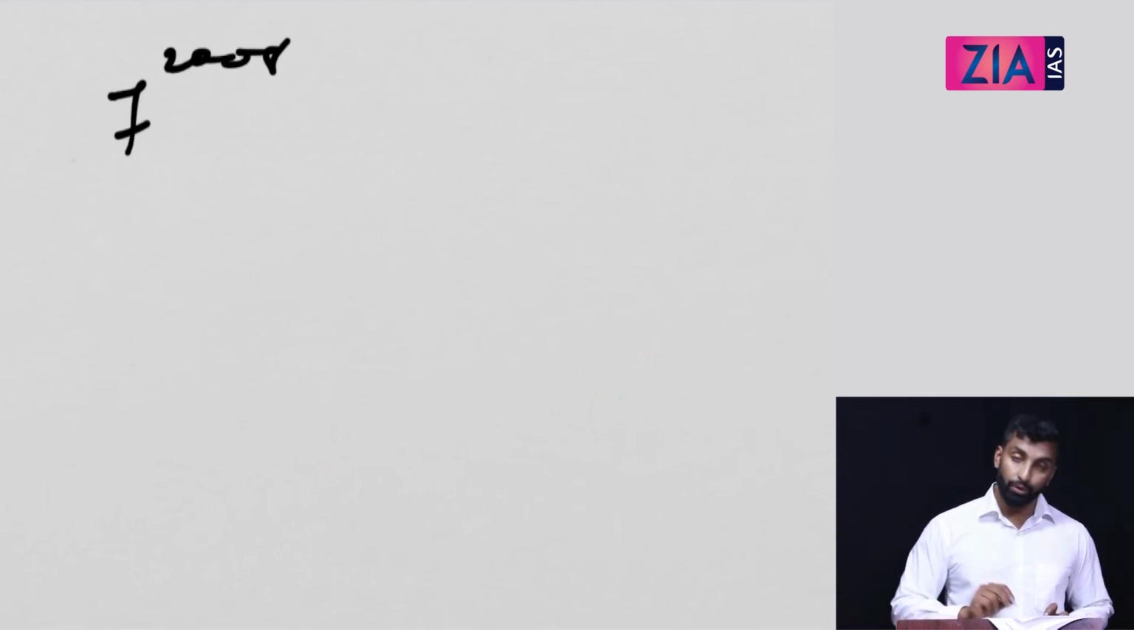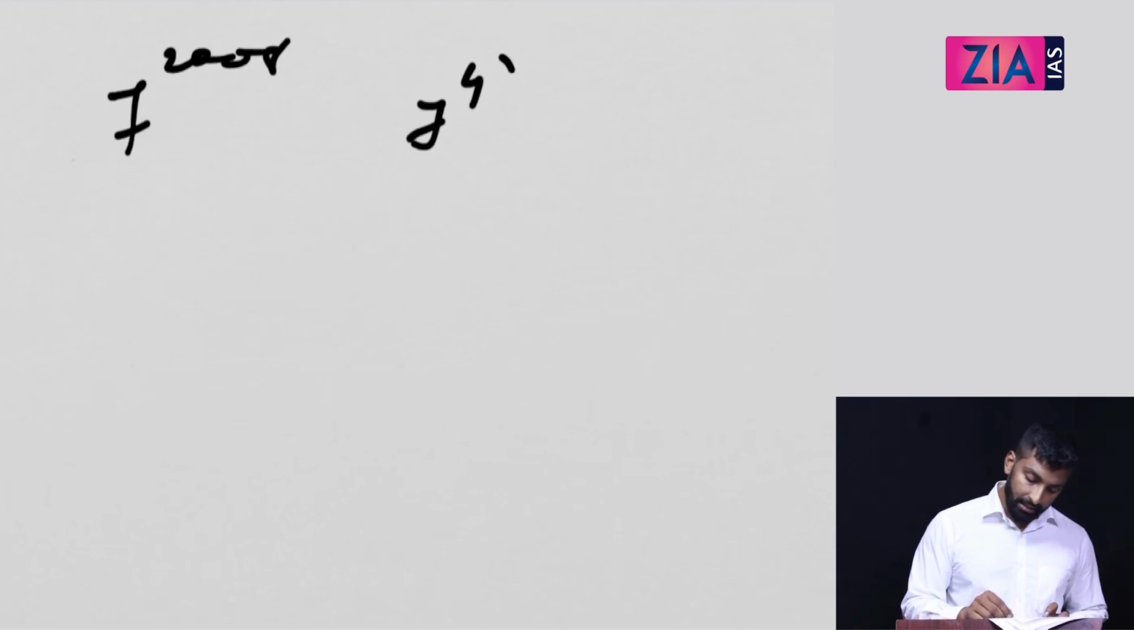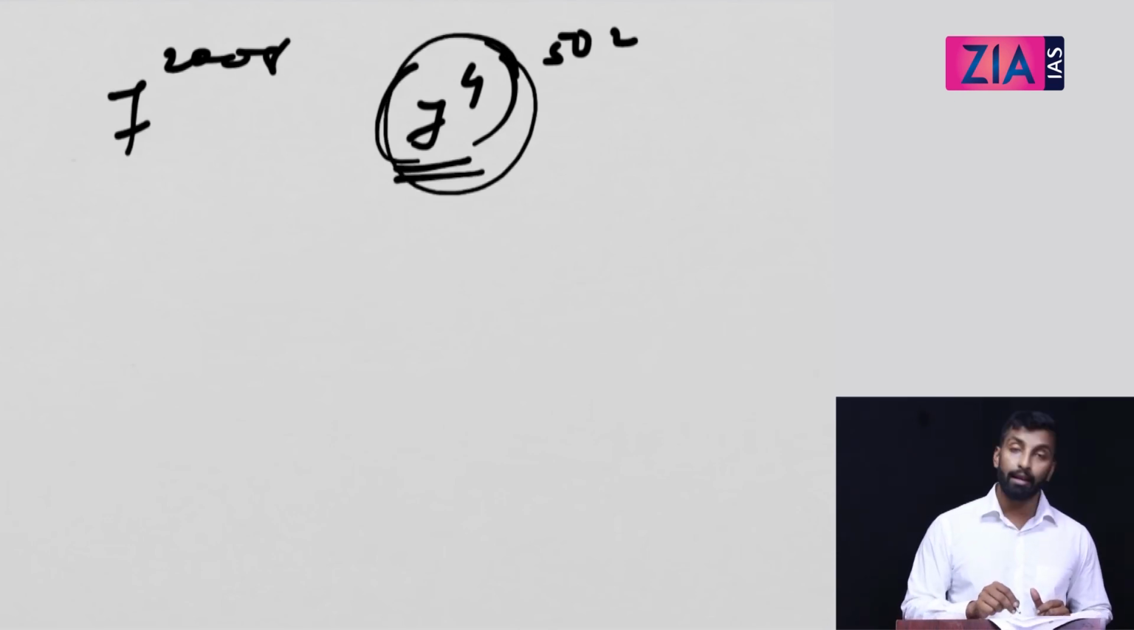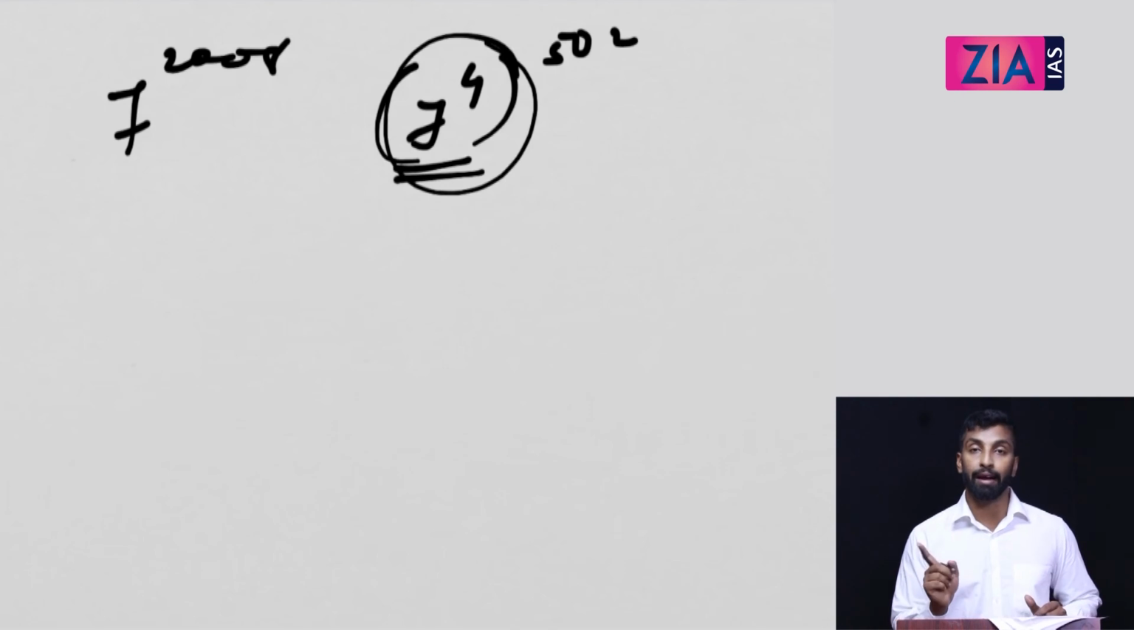So a quick recap of what we have done: 7 raised to 2008, right? You will write it as 7 raised to 4 raised to 502. Why are you writing it so? Because I know the method of finding the last 2 digits of a number ending in 1. So I am converting this to a number ending in 1. Now 7 raised to 4 is going to end in 1, but I need to know the second last digit also.